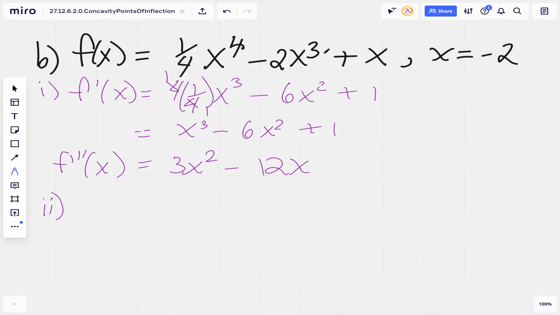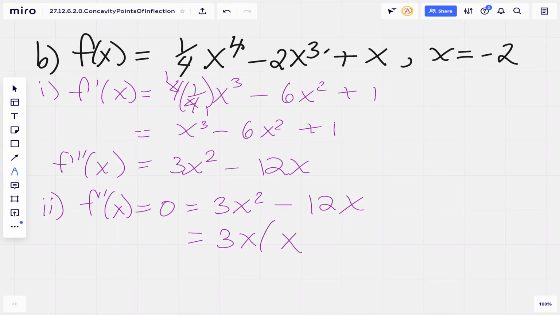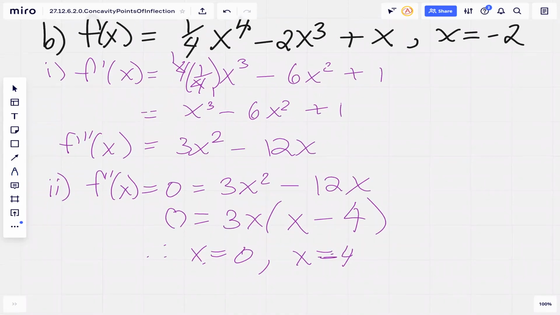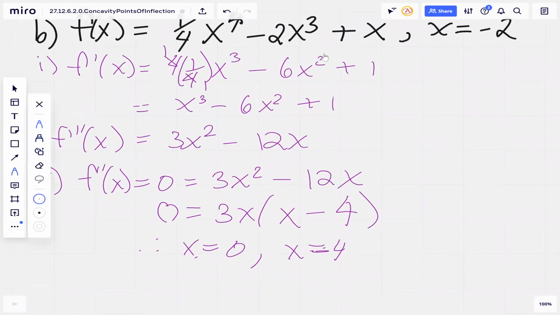Points of inflection. We set the second derivative equal to 0 and solve for x. Let's see, we can factor out a 3x, so x minus 4. Therefore x equals 0 or x equals 4 are our points of inflection. And finally, we need to find the concavity at the point x equals negative 2.